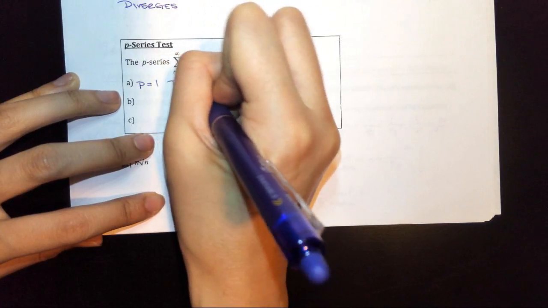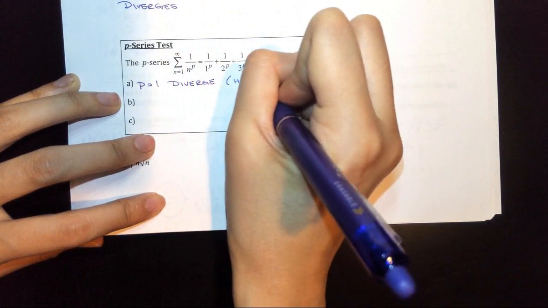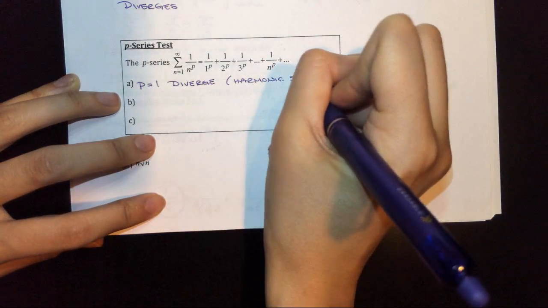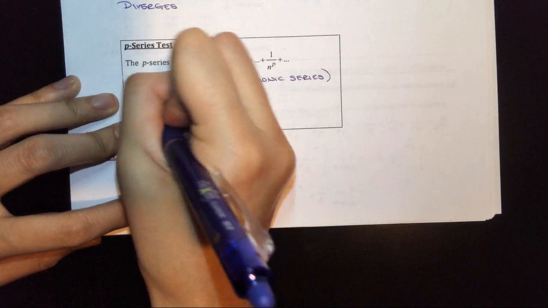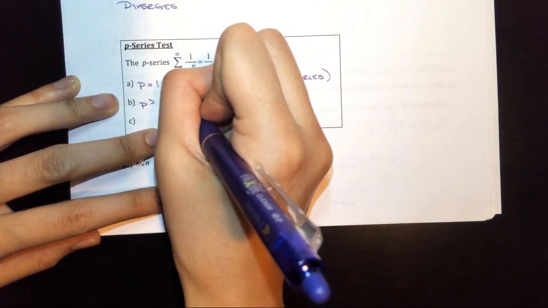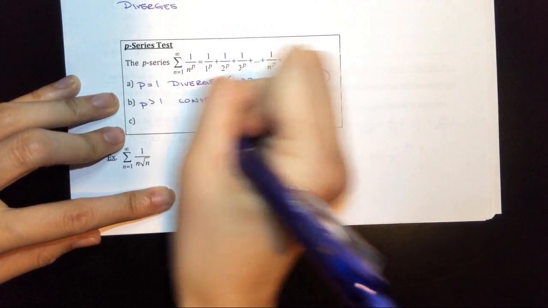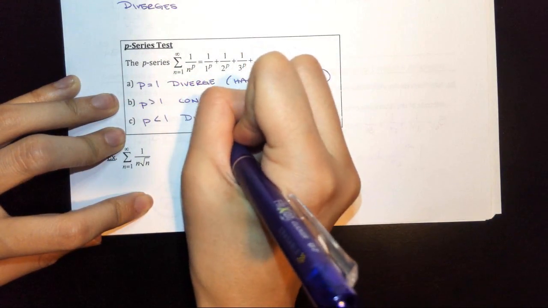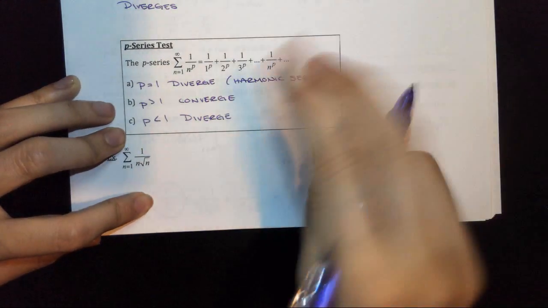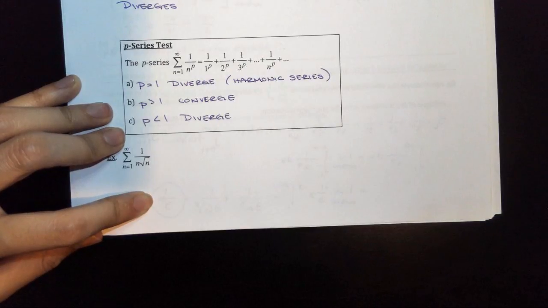So the p-series test, if we make a general statement of it, is if p equals 1, it's going to diverge. And this is also called the harmonic series. If p is greater than 1, it's going to converge. And if p is less than 1, it's going to diverge. These two are by p-series. This one you can say by harmonic series.